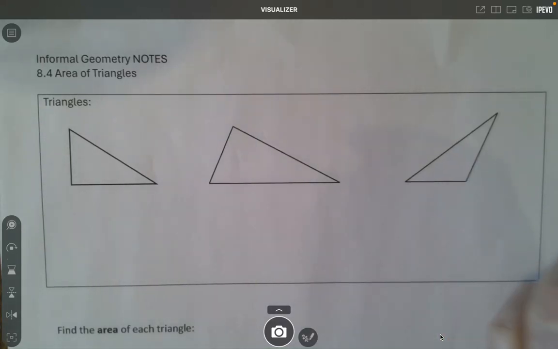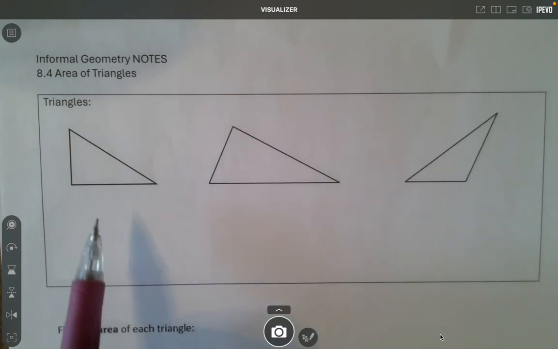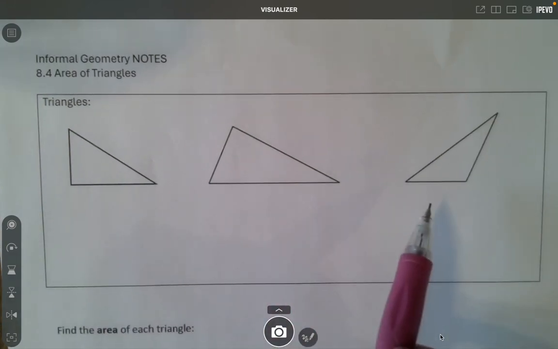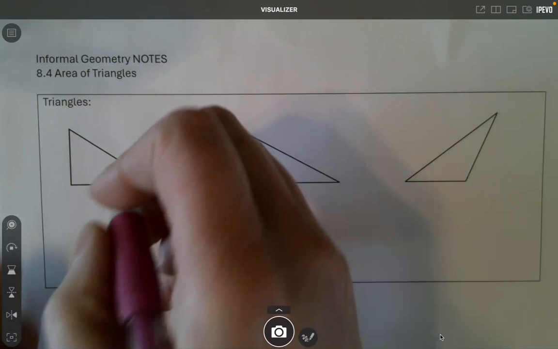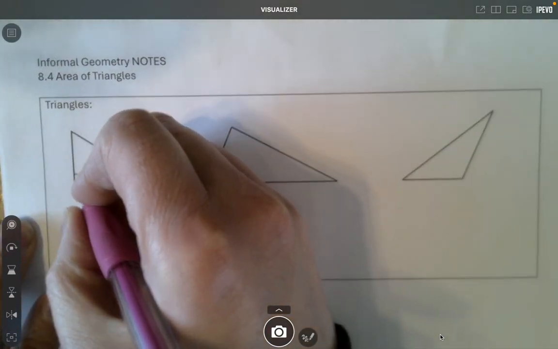Hello, class. These are our notes for area of triangles. So we started out here. I've got three different ways triangles can look that you might see, just so we can review how to find our base and height. So the area of a triangle, this first one's going to be a right triangle.